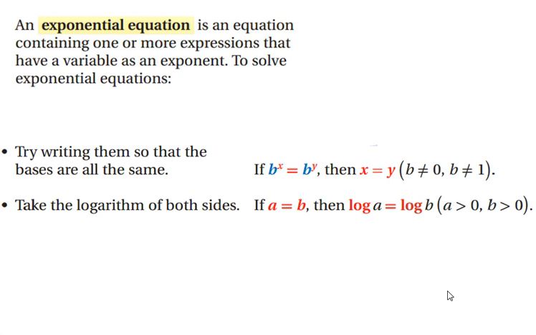So a couple of keys, you want to try to write them, if you can, so that all the bases are the same. Because if you had 3 to the x equals 3 to the 12th, then x would have to equal 12. And the other thing that you can do is to take a logarithm of both sides. So if you do the log of both sides, those are also going to be equal, and then you can oftentimes mess around with that and work things out because of the properties of logs that we've been dealing with.